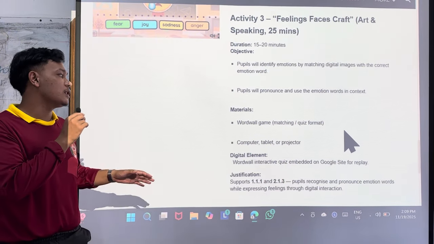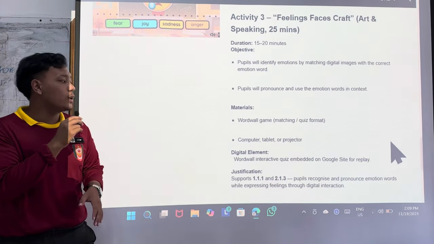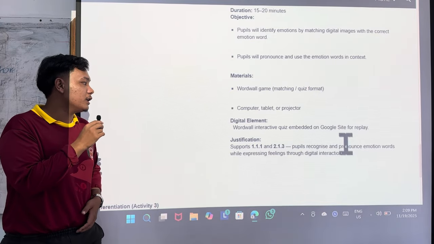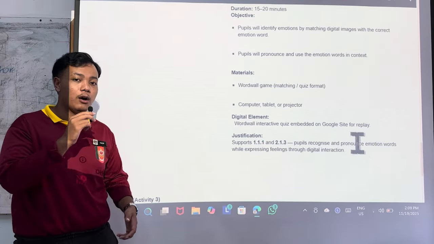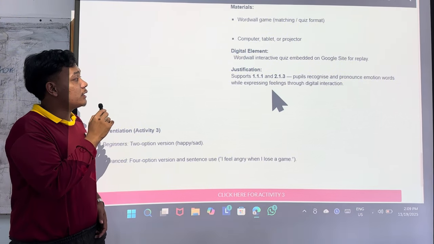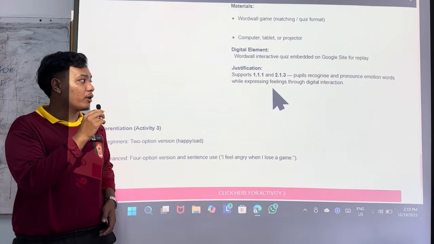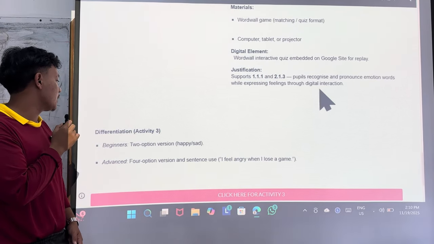The materials needed are a word wall game, matching and quiz format, and also a computer, tablet, or projector. The digital element is an interactive word quiz embedded on the Google Site for replay at home. As for justification, it supports pupils to recognize and pronounce emotion words while expressing feelings through digital interaction.